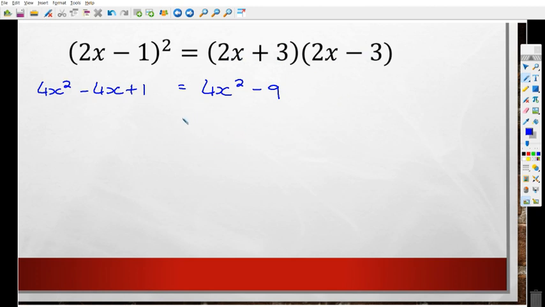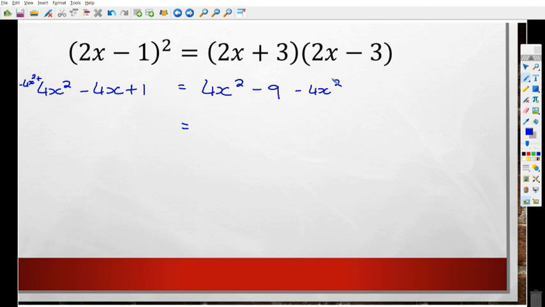Now I've got my x's here, so I want to get all my x's to one side and everything like that. So what am I going to do with these x squares here? I've got 4x squared here and I've got 4x squared here. How do I get rid of those? If I minus 4x squared on both sides, minus 4x here.